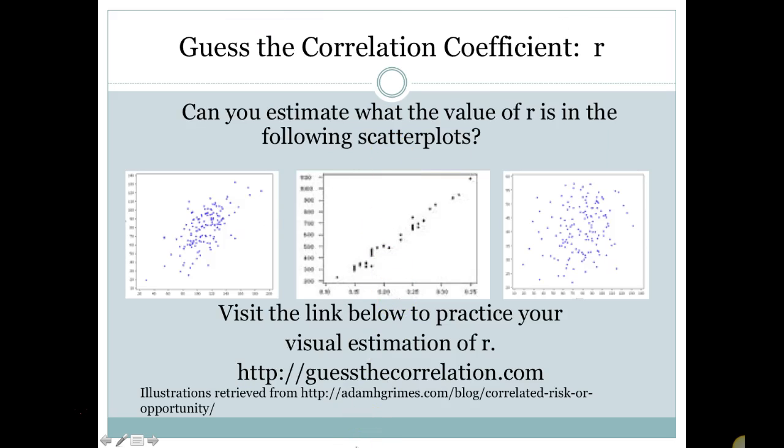It is possible to estimate the strength of the correlation just by looking at the bivariate data on a scatter plot. Can you guess what the correlation coefficients are for the 3 scatter plots illustrated? You can practice visual estimations by going to the website at the bottom of this slide.